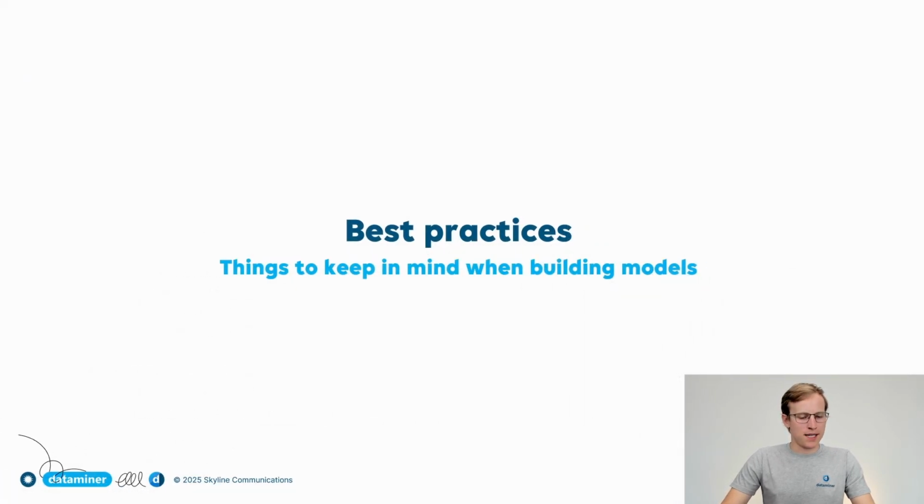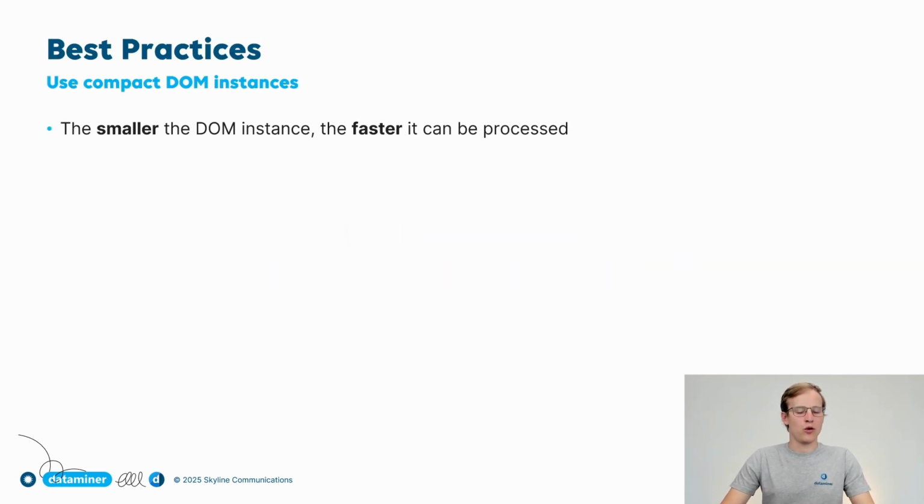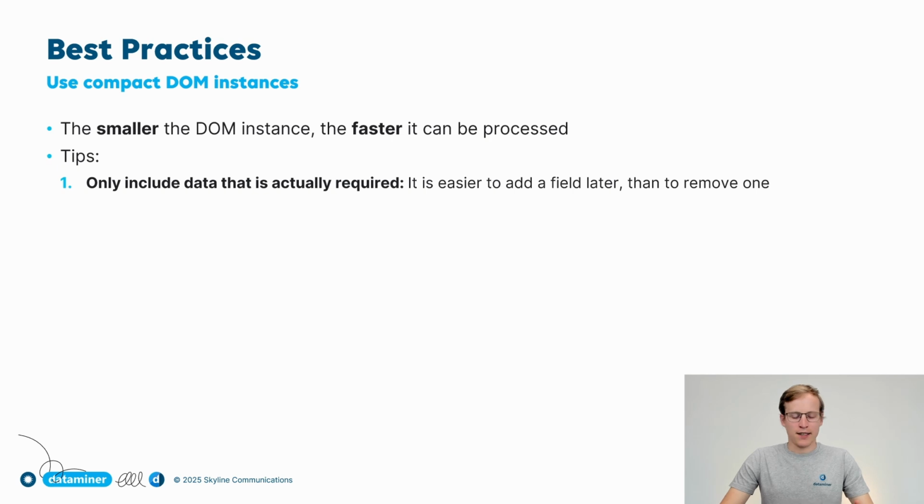Let's talk a bit about best practices, because you need to keep a few things in mind when you build DOM models. The first thing, and very importantly, the smaller your DOM instance, the faster it will be processed. If you have a DOM model which has thousands of fields, it will work, but it will be very slow. So we generally recommend to keep DOM instances small and only have them contain data that you actually need. Only add data that's actually required.